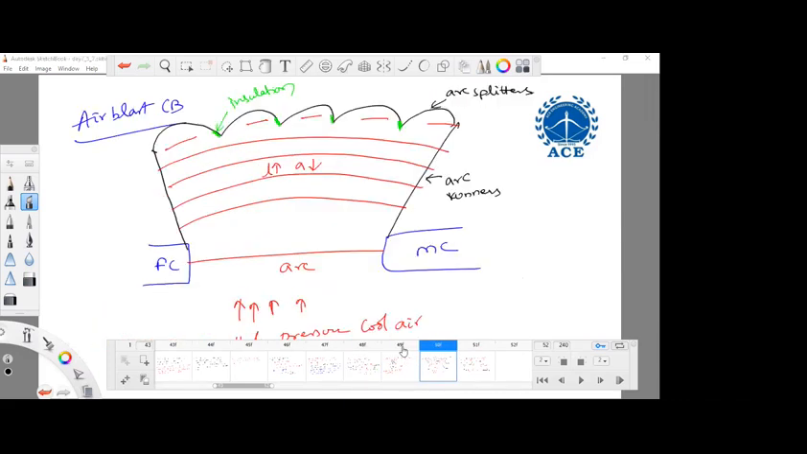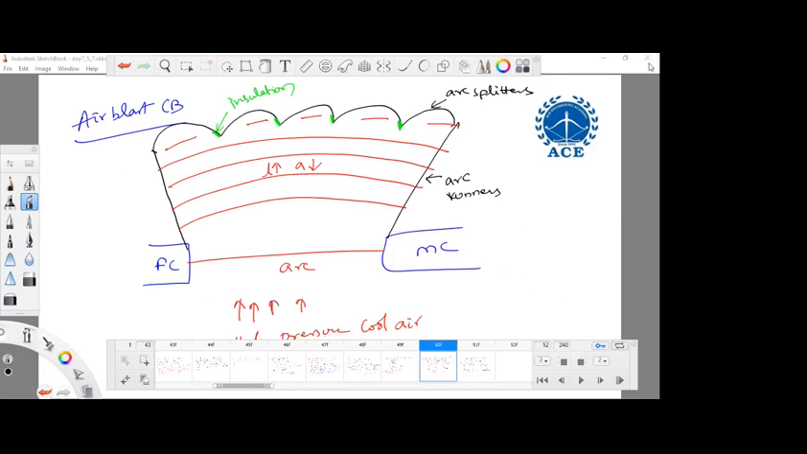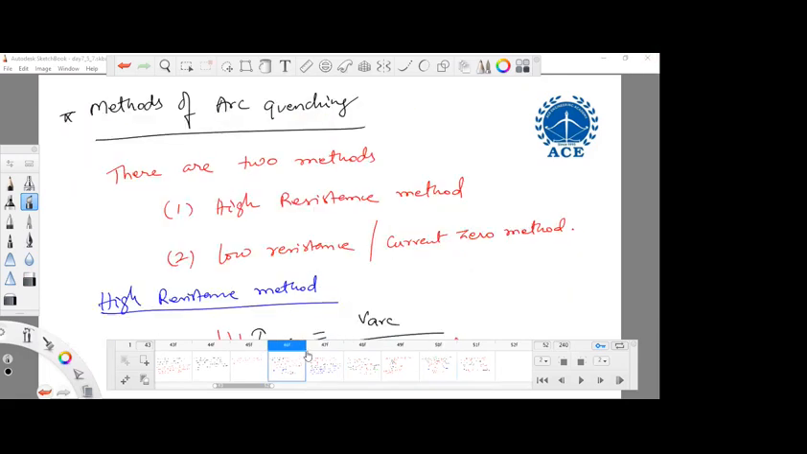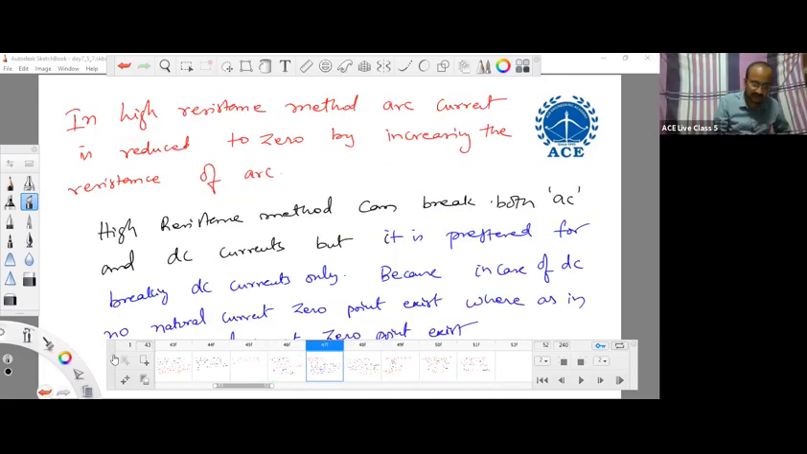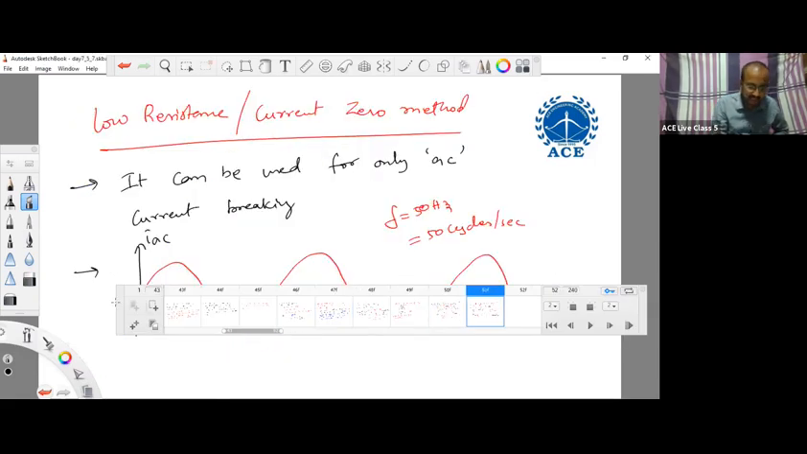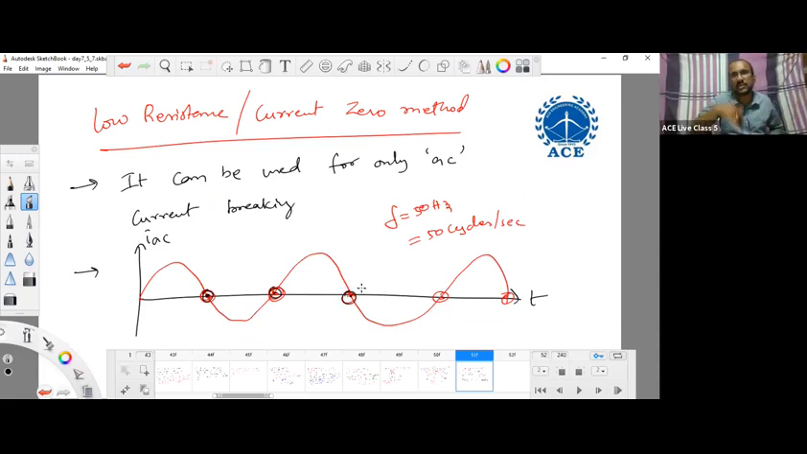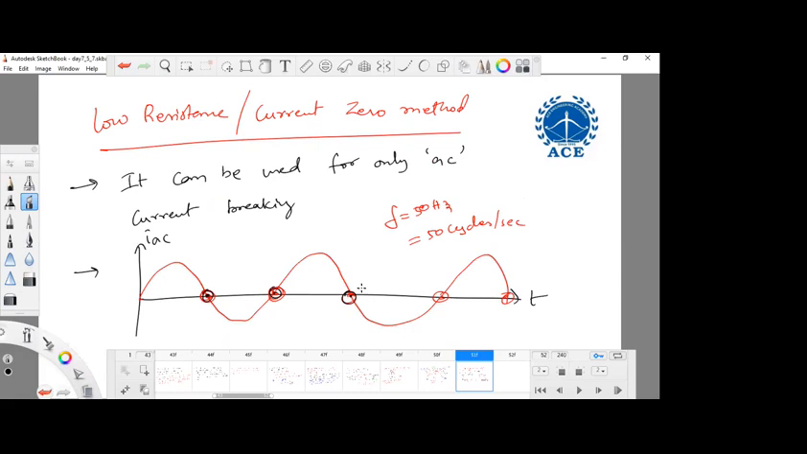Sir, in the page before or after that graph, you have written that it is preferred for DC currents only. It is preferred for breaking DC currents only, because in AC current, naturally you will get the zero current. Natural zero points are available. Naturally you are getting this zero crossover, no need to get it by forcing, so that we can use the low resistance or current zero method.